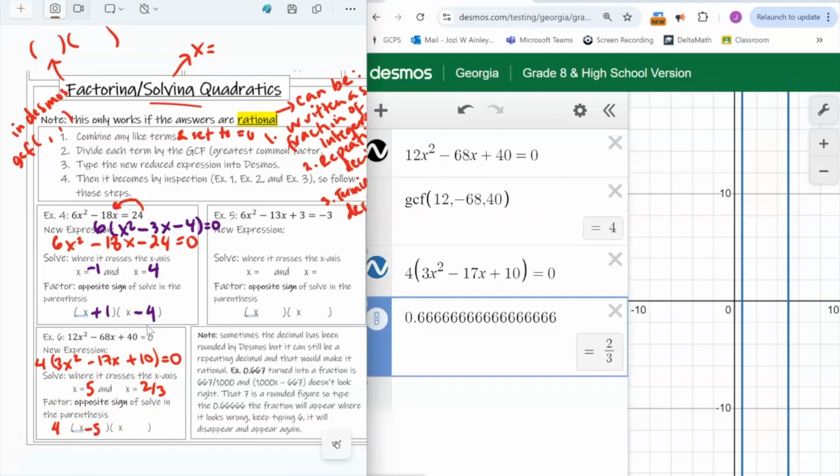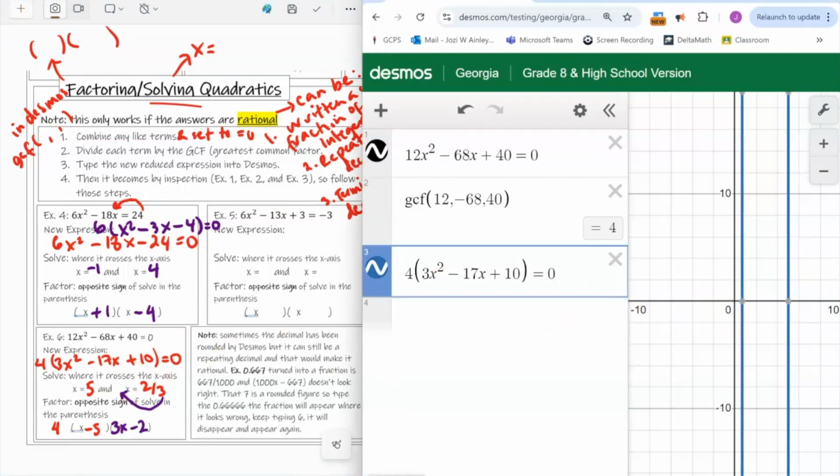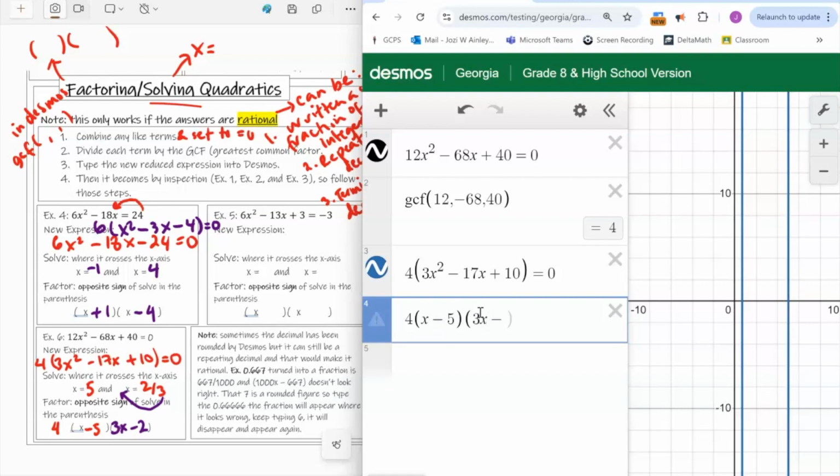What happens when you have a fraction, though? You remember that you need to take the denominator in front of the x. So this is going to be 3x. Okay, and then the opposite sign, minus 2. And we're going to double check that. So as long as it lines up with all of these lines, it's okay. So we're going to go 4, x minus 5, parentheses, 3x minus 2.